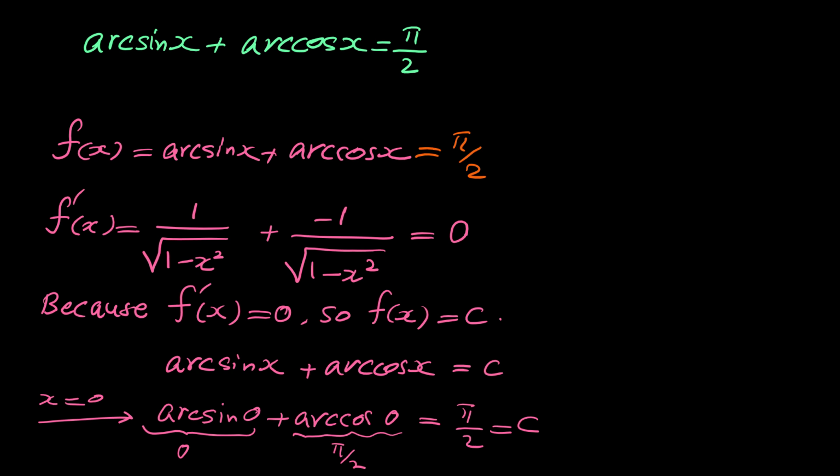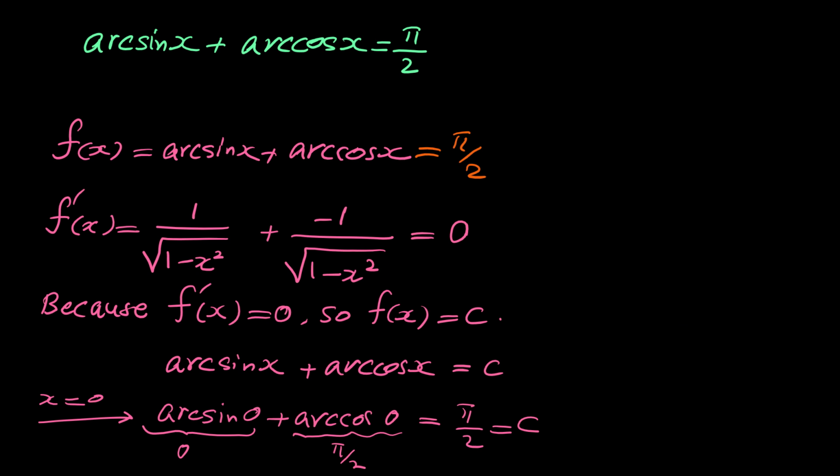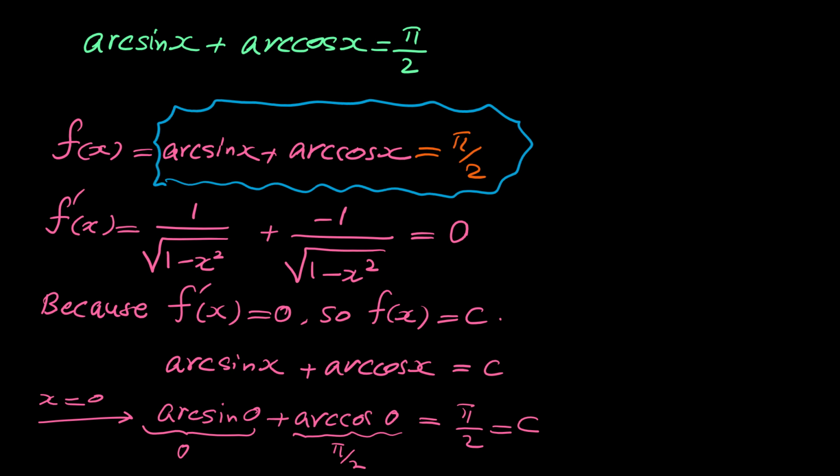For example, suppose you substitute here 1/2. What is the angle whose sine is 1/2? Pi over 6. What is the angle whose cosine is 1/2? Pi over 3. The sum of these two is pi over 2. So as you can see, any number that you use, the answer would be the same, and it's pi over 2. So we have shown that arcsin of x plus arccosine of x is always pi over 2.